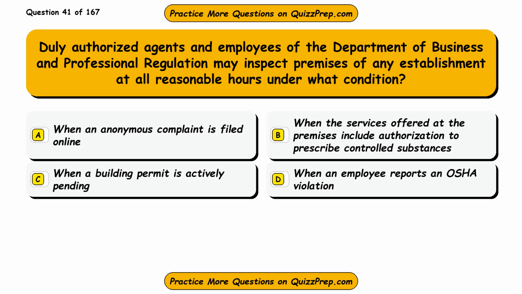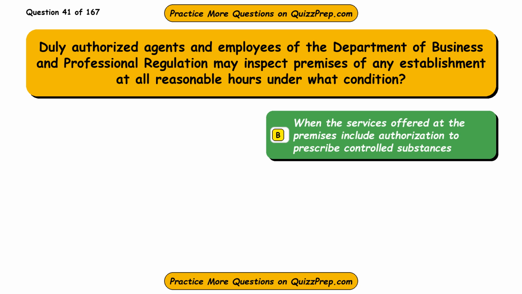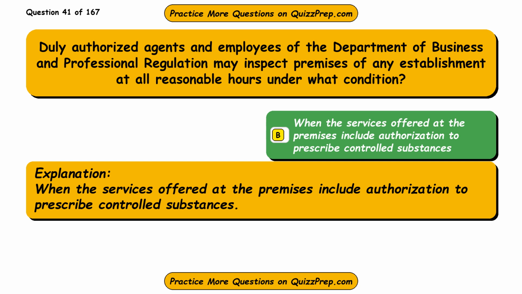Question 41. Duly authorized agents and employees of the Department of Business and Professional Regulation may inspect premises of any establishment at all reasonable hours under what condition? Option A, when an anonymous complaint is filed online. Option B, when the services offered at the premises include authorization to prescribe controlled substances. Option C, when a building permit is actively pending. Option D, when an employee reports an OSHA violation. The correct answer is option B, when the services offered at the premises include authorization to prescribe controlled substances.